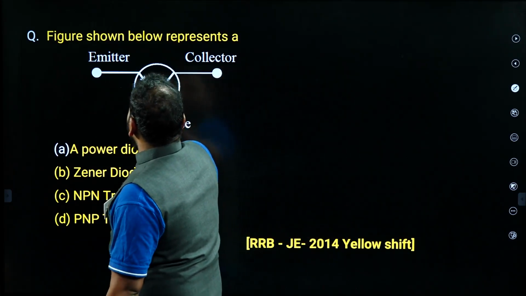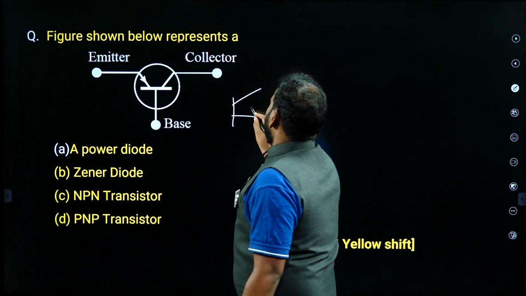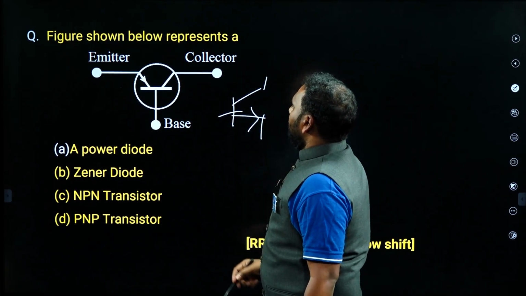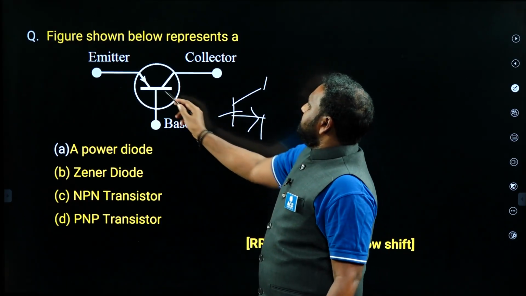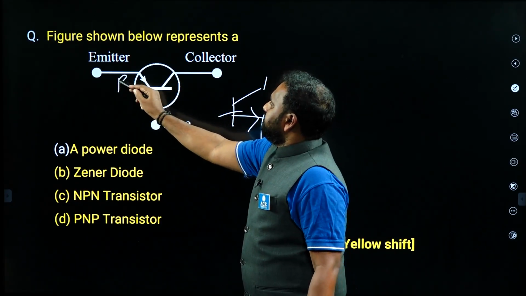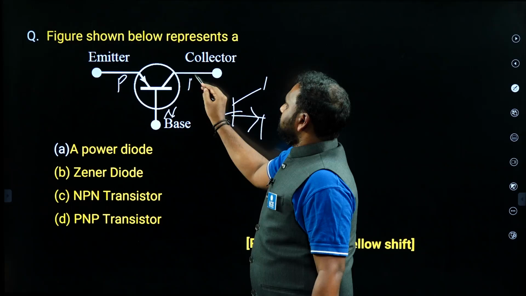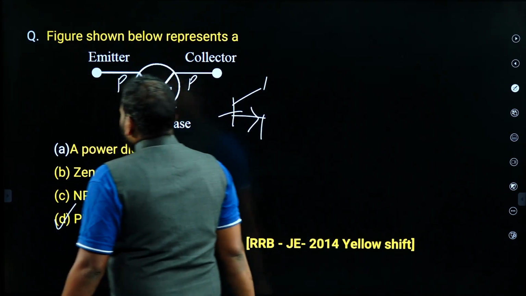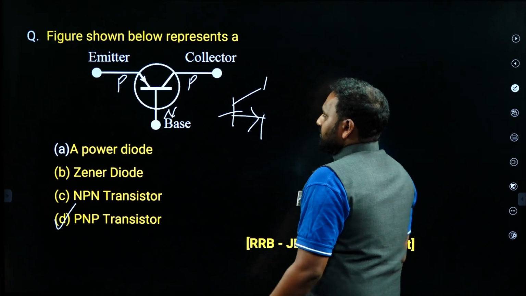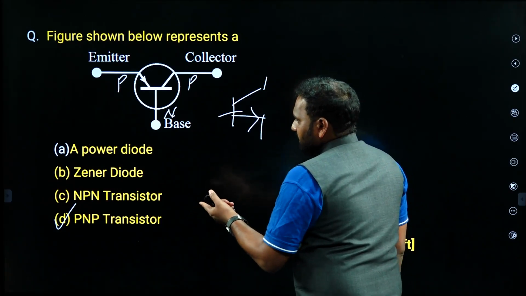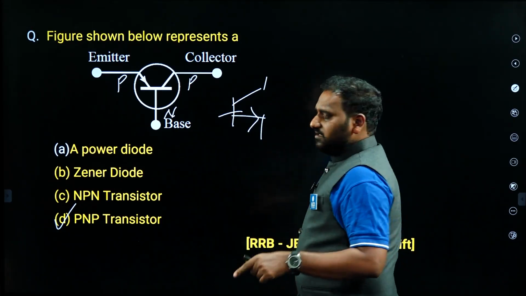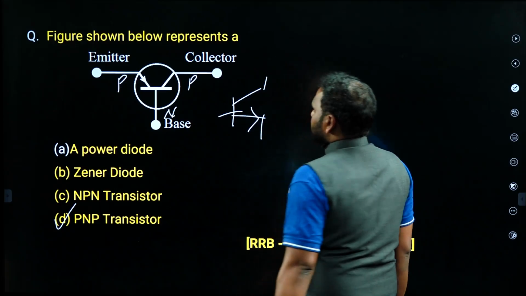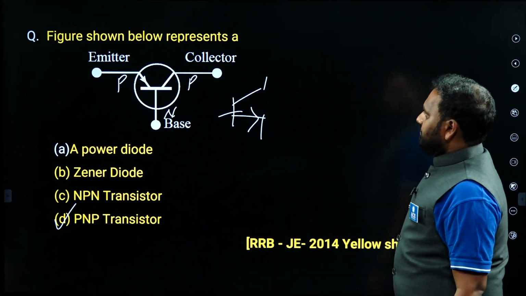Direct question, it is a PNP transistor, no? This is NPN. Arrow mark inside, this is a PNP. And PNP transistor. Zener diode symbol, you know, power diode symbol, NPN, of course, just like a normal diode symbol. Transistors, NPN and PNP, are there on the board.